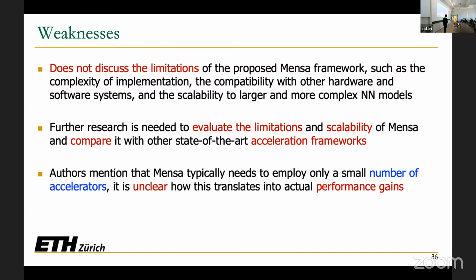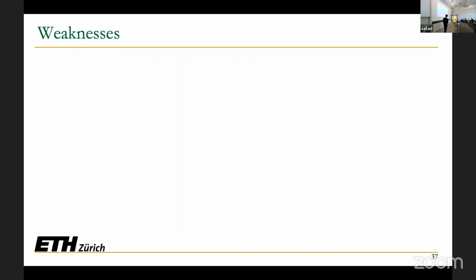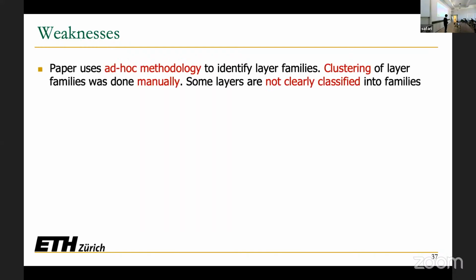The author mentions that Mensa typically needs to employ a small number of accelerators, but it is unclear how this translates into actual performance gains. So there were 3 accelerators used in this study, but it's unclear if using 2 or 5 would actually benefit. The runtime scheduler is a heuristic, and so it is suboptimal. The paper uses an ad hoc methodology to identify layer families. As I said before, it's done manually.